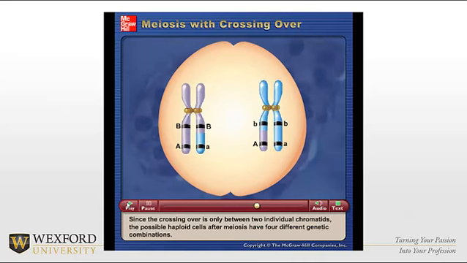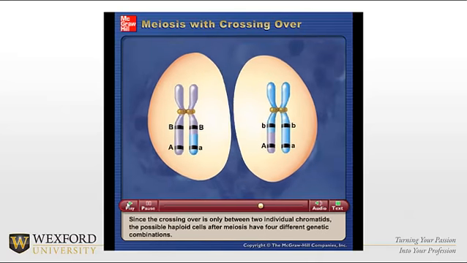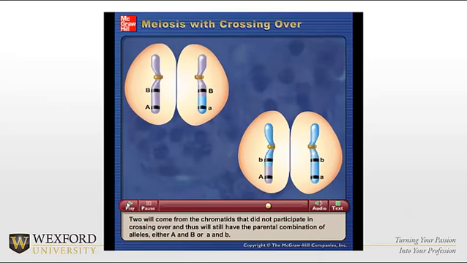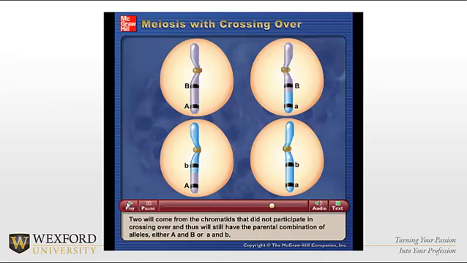Since the crossing over is only between 2 individual chromatids, the possible haploid cells after meiosis have 4 different genetic combinations. 2 will come from the chromatids that did not participate in crossing over and thus will still have the parental combination of alleles, either capital A and capital B, or lowercase a and lowercase b. The other 2 will be recombinant, with either capital A and lowercase b, or lowercase a and capital B alleles. Thus, crossing over allows for the reassortment of linked genes. So once again, it's all about being able to create more genetic diversity.